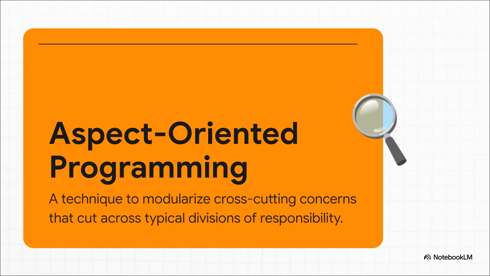And that right there is the exact problem that aspect-oriented programming, or AOP, was built to solve. AOP gives us a way to pull those pesky cross-cutting concerns right out of our business logic and stick them in their own reusable modules. It's all about that beautiful idea, separation of concerns.